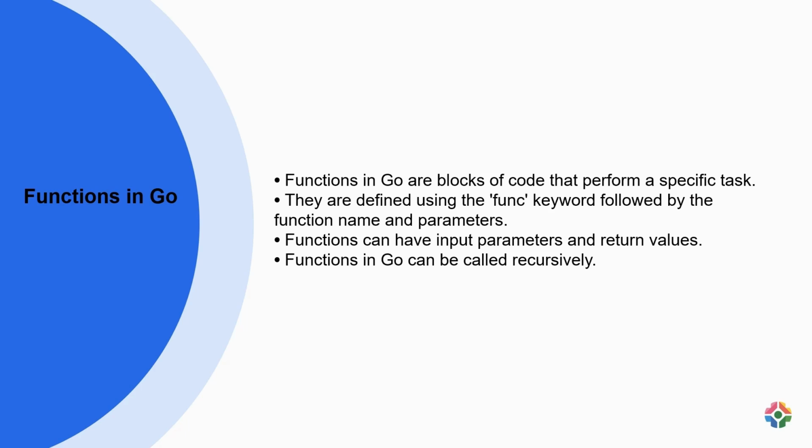A notable feature of functions in Go is their ability to call themselves recursively, allowing for efficient and concise code execution. For instance, a factorial function can recursively call itself to calculate factorial values. This feature is particularly useful while solving problems that involve repetitive tasks or computations.